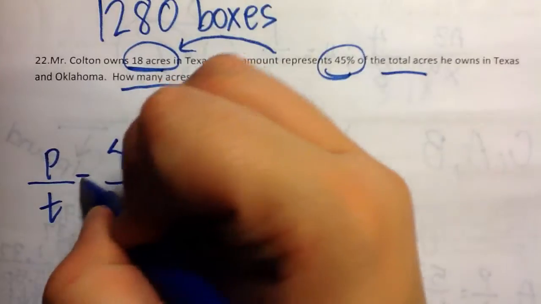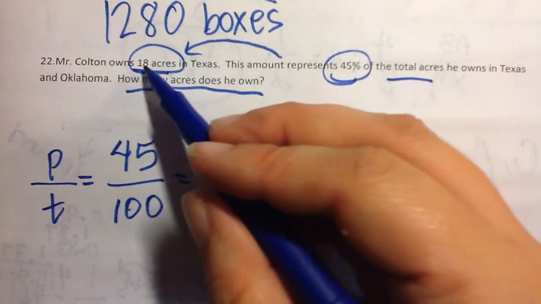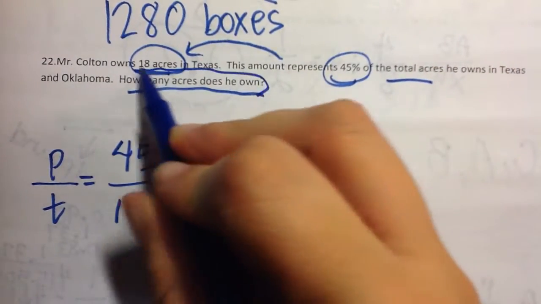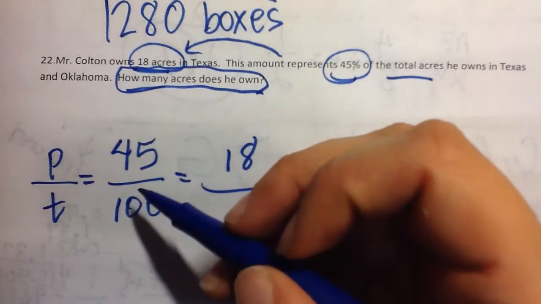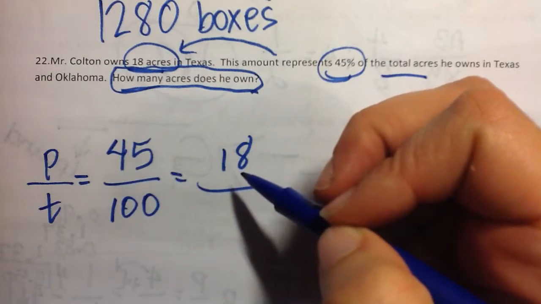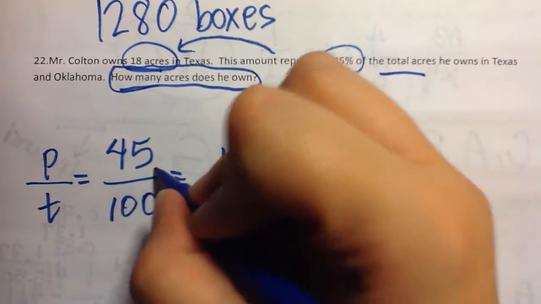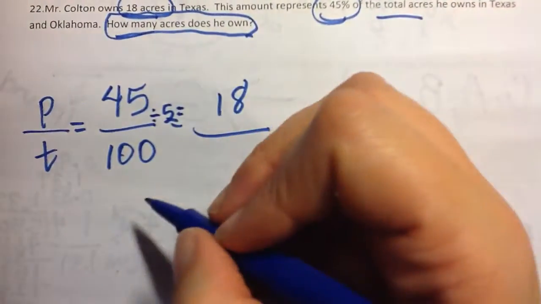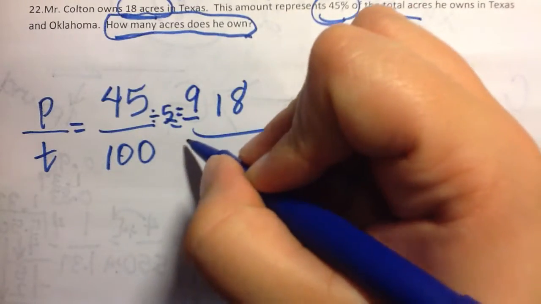Okay? That 45% represents 18, so that must be on the top. Because we need to know the total that he owns. I don't know how I can get from 45 to 18. But I do know that I can simplify this. Okay, I can simplify by 5. 45 divided by 5 is going to get me 9. 100 divided by 5 is going to get me 20.